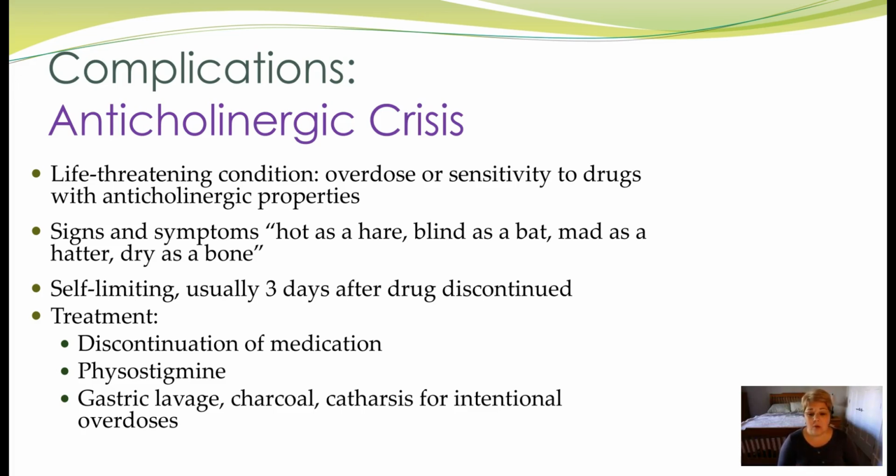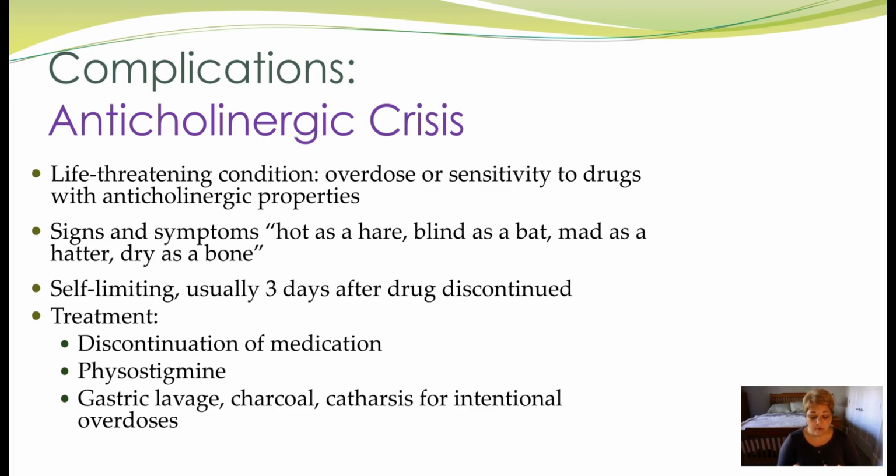So when we think about the anticholinergic crisis, this is something that you've probably seen from your med-surg courses. It's often said that they're hot as a hare, blind as a bat, mad as a hatter, and dry as a bone. So hot as a hare is hyperthermia. Blind as a bat is blurred vision. Mad as a hatter is confusion. Dry as a bone is dry mouth. And then red as a beet, which is another one that's added later, is flushing. All of those are concerns that they're having an anticholinergic crisis.